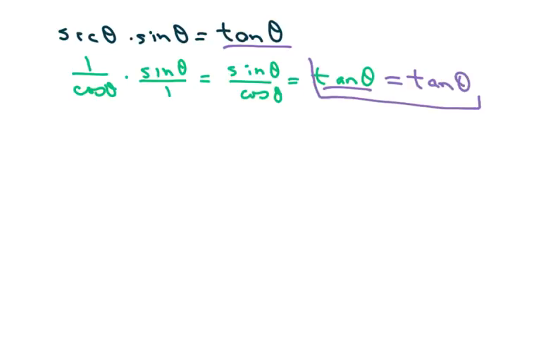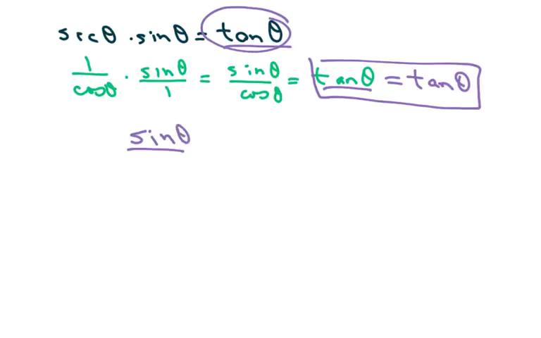You could have done it that way. Or you could have rewritten this and written sine of theta over cosine of theta equals sine of theta over cosine of theta, which I wouldn't know why you'd want to do. It's a little harder that way, but it's a lot more writing, let's put it that way.